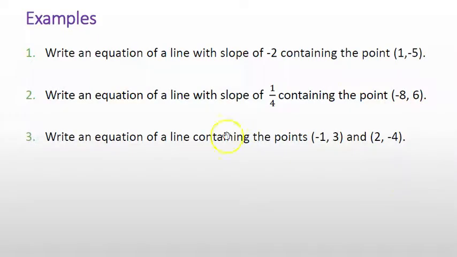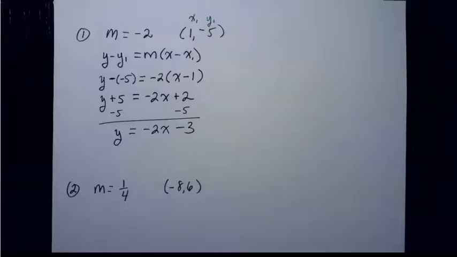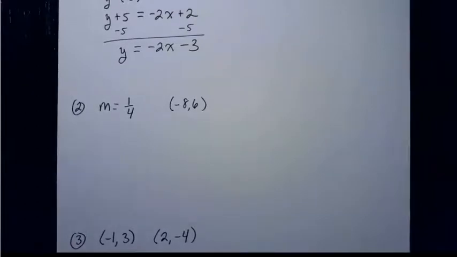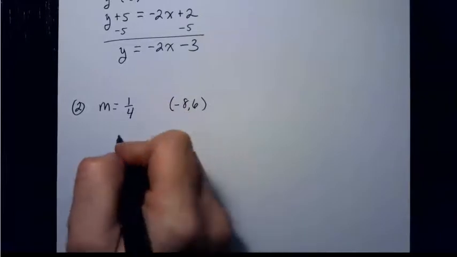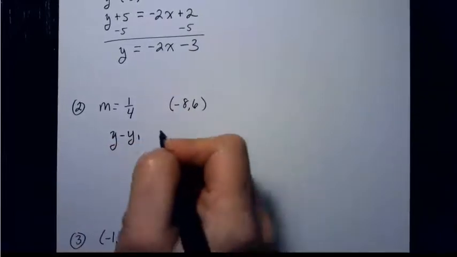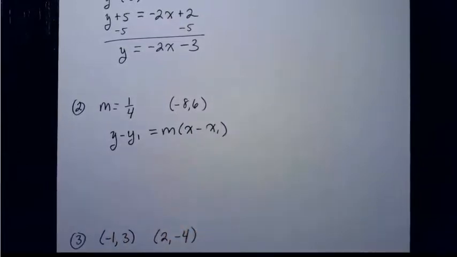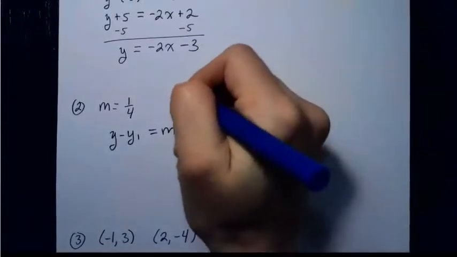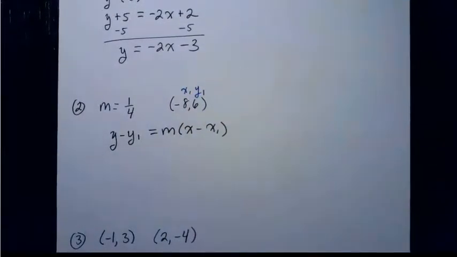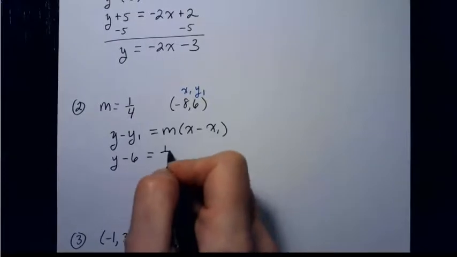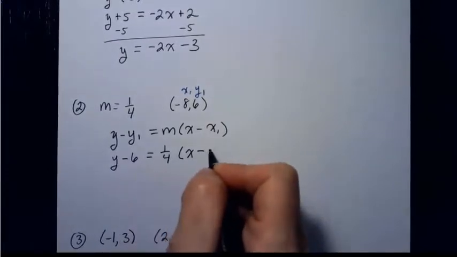Going to our second example, write an equation of a line with slope of 1/4 containing the point -8, 6. So I have that here as well, slope of 1/4, point -8, 6. As long as you have the slope and a point, you can always go to point slope form: y minus y1 equals m times x minus x1. I have my slope and my point, x1, y1. Substituting in, I have y minus 6 equals 1/4 times x minus -8.